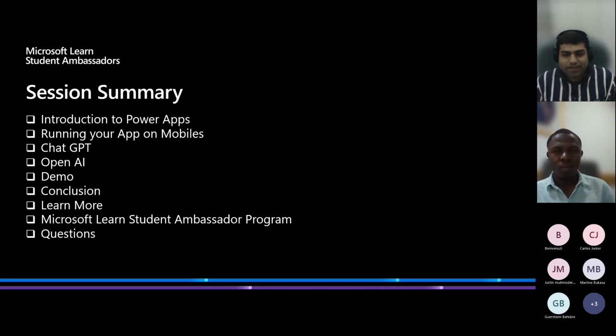So moving on to the session summary, we will be basically starting with the introduction to Power Apps. Then we will also see how we can run these apps on our mobile phones. And then we will see what exactly ChatGPT is, though I'm pretty sure all of you must know about it. Then we will see about OpenAI, and we will also do a demo of making a Power App using ChatGPT. And then we'll conclude and have some resources so that you can learn more about this. And finally, we will have some details about the Microsoft Learn Student Ambassador program and a Q&A. So if you have any questions in between, you can put them into the chat. Otherwise, we'll have a separate Q&A at the end as well.